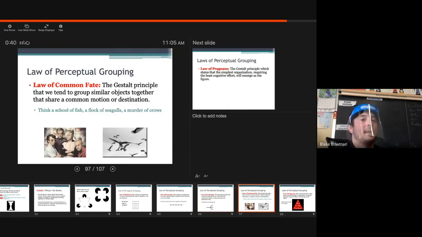So, law of common fate. It's the Gestalt principle that we tend to group similar objects together that share a common motion or destination. What is it, a gaggle of geese, right? A herd of cows? Camels, is that right? So yeah, we tend to group animals together if they're going in a certain direction, with a common destination.